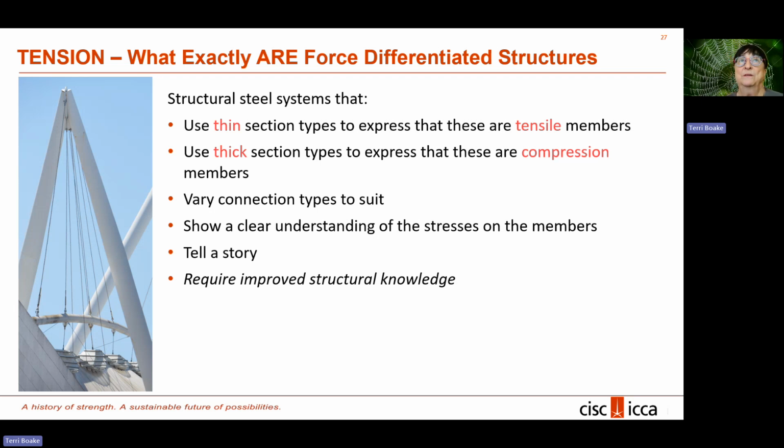So looking at the image on the left, you can see very thin cable structures, rather large mast structures. And so you're going to see a lot of variance in terms of the member types that you wouldn't ordinarily see in a more typical steel construction.